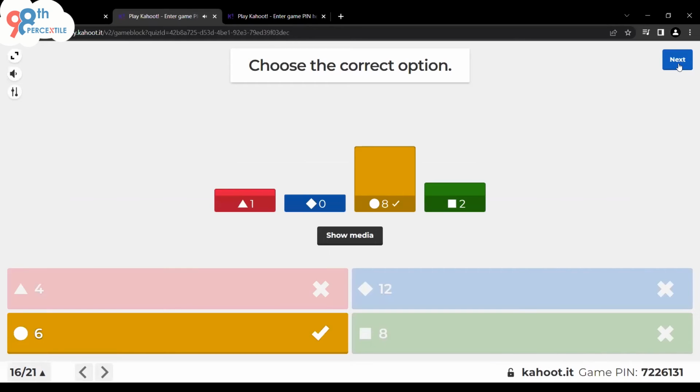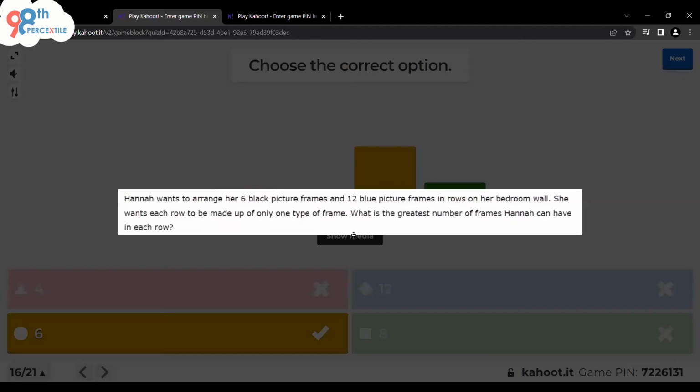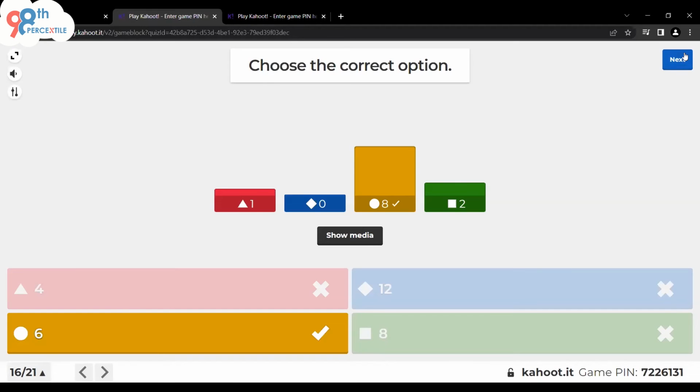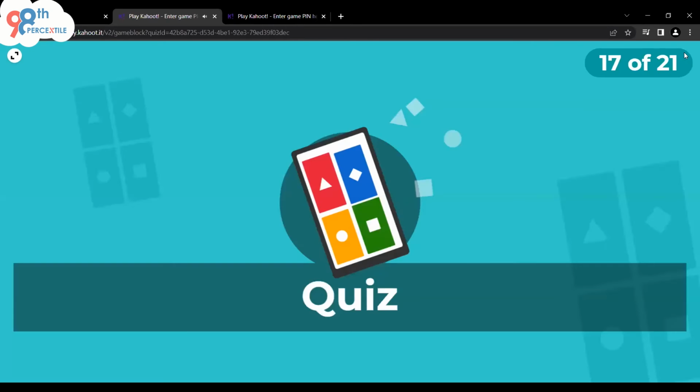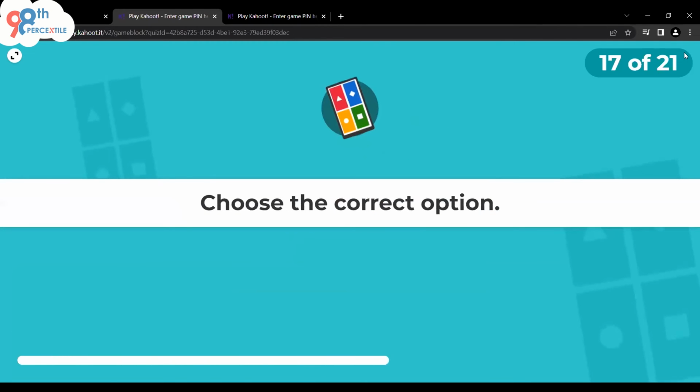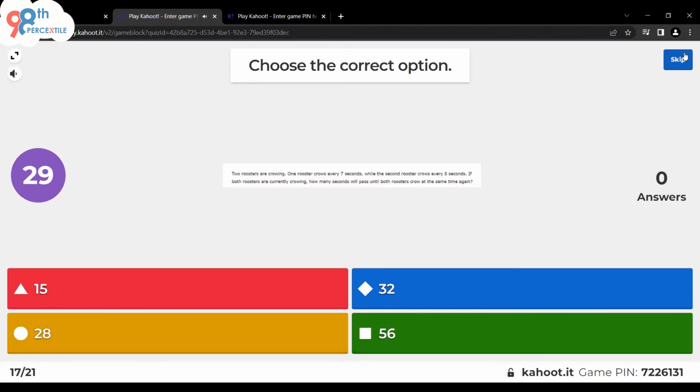Okay, so 8 of you have got it correctly. So what we have as the answer here is that we needed to find the GCF. We needed to find the greatest number of frames that Hannah can have in each row. So that would have been the GCF. And the numbers that we have over here are 6 and 12. 6 and 12 have the GCF as 6. So that is how we have the correct answer. Okay, you people are very monotonous with the scoreboard, having the same thing over here exactly.